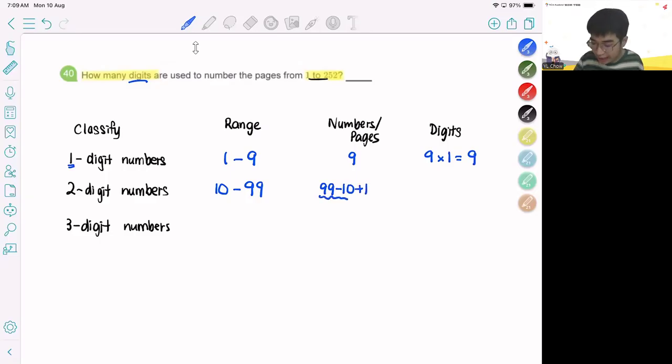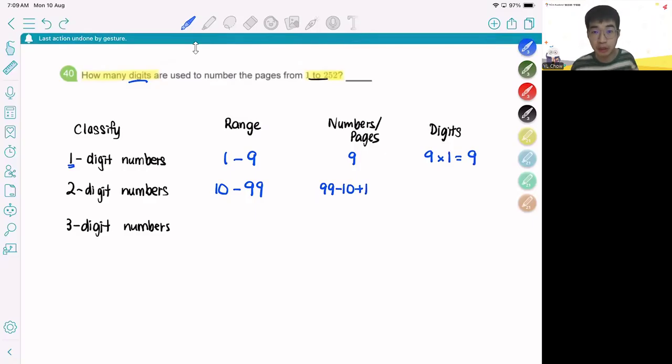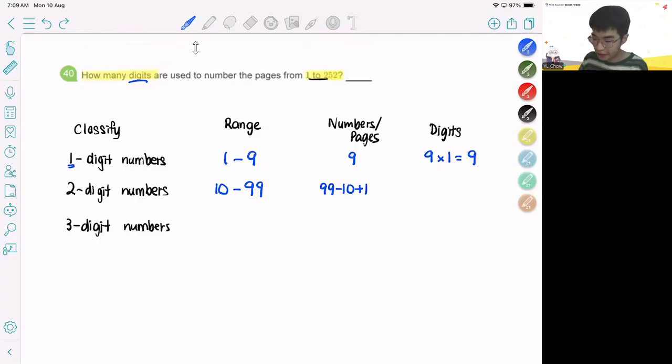If I just do 99 minus 10, I'm taking away the first 10 numbers, which include 10 itself. But I want to bring 10 back into the range. So that's why I need to plus 1 to include the starting number. And there you have it. There are 90 such two-digit numbers. 90 numbers, every number has two digits. So 90 times 2, there are 180 digits.